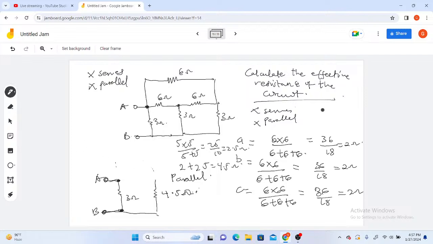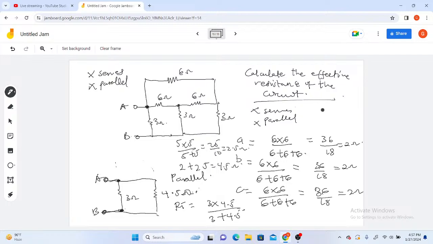Yes, then make it simplified so that you see clearly that they are in parallel. Yes, so now you can see that they are in parallel because there is a node this way. Hence our RT is equal to 3 by 4.5 all over 3 plus 4.5.